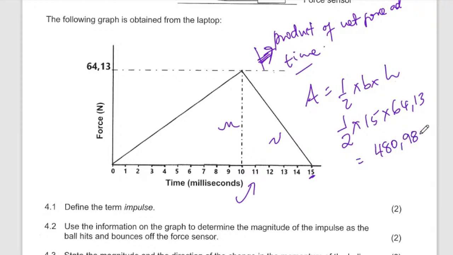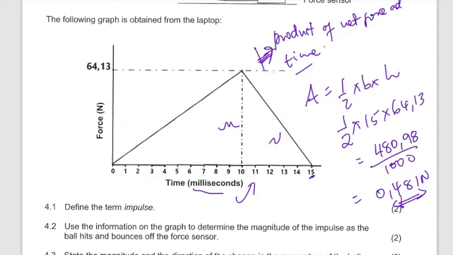But remember, this time is in milliseconds. So which means I have to divide by 1,000. This means I have 0.481. Time is in milliseconds, so divide by 1,000 or multiply by 10 to the negative 3.